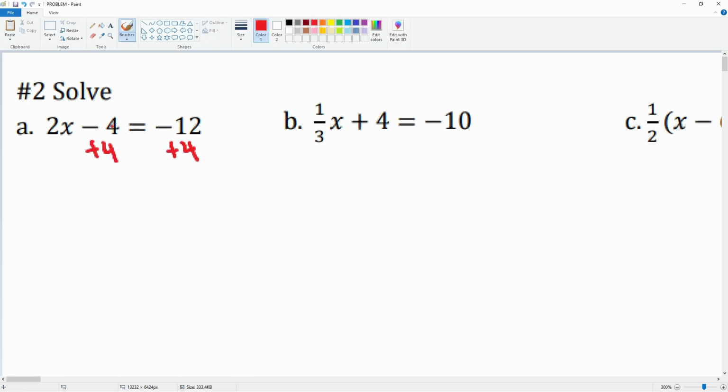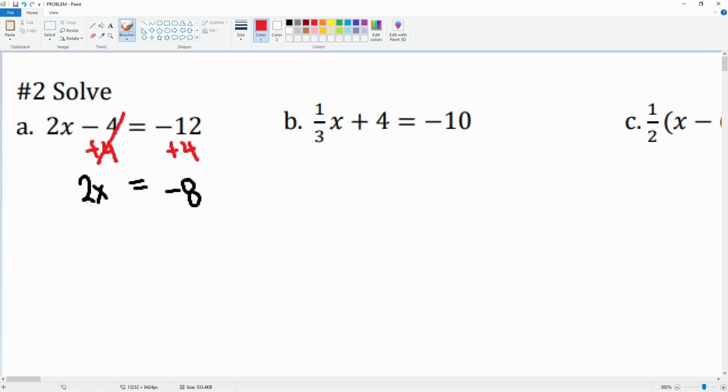When I add 4 to both sides, this cancels because negative 4 plus 4 becomes 0. What is left over on the left-hand side is a 2x. Bringing down that equation sign. On the right-hand side, we have a negative 12 plus 4. This gets you a negative 8.